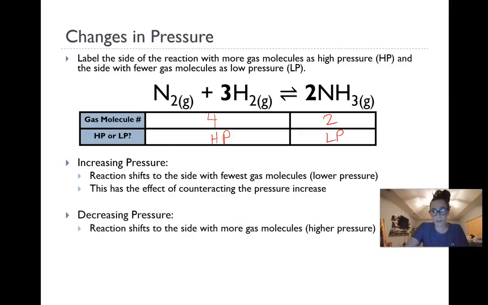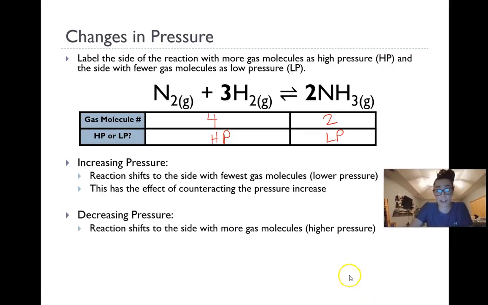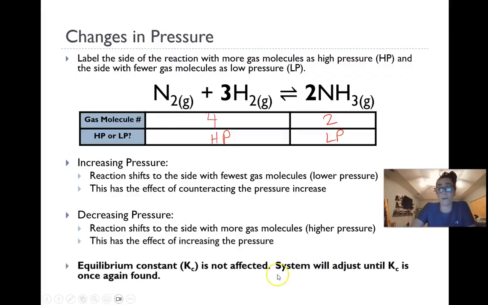If we decrease the pressure of this system, then the reaction is going to shift to the side with more gas molecules, so to the left, in order to increase the pressure again. So again, the equilibrium constant is not affected. The system is just going to adjust until equilibrium is once again established.